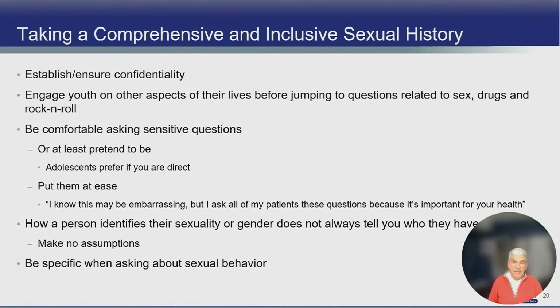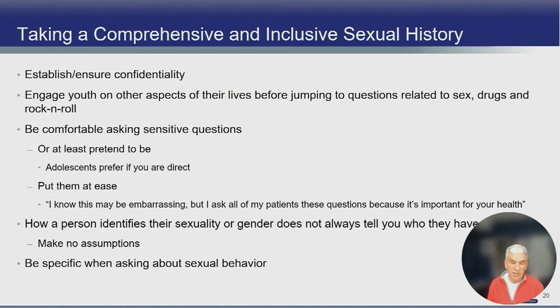So in order to take this sexual history, you have to ensure confidentiality, and engage youth on other aspects of their lives before going right into sex, drugs, and rock and roll. So talk about their family, talk about their school, make connection with them, get engaged before you talk about some of these issues. Make sure you feel comfortable, or at least you know how to express to them a level of comfort. Adolescents prefer if you're direct.